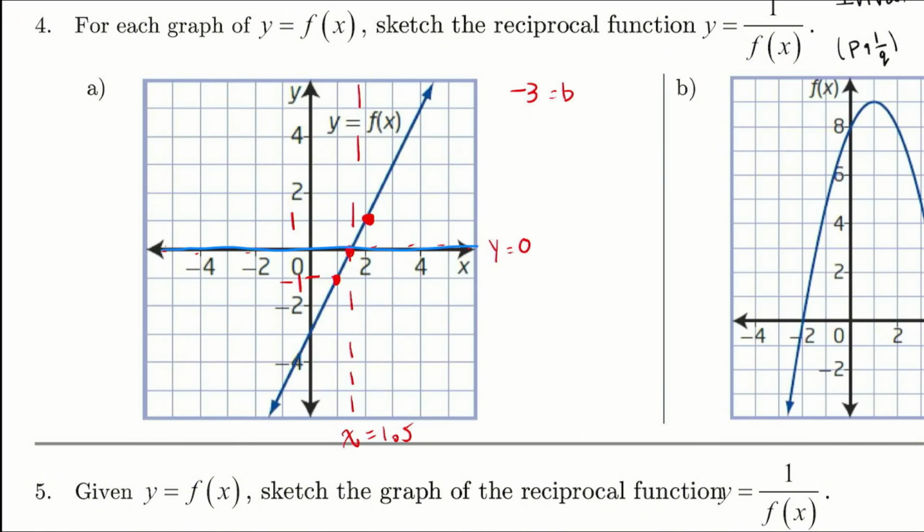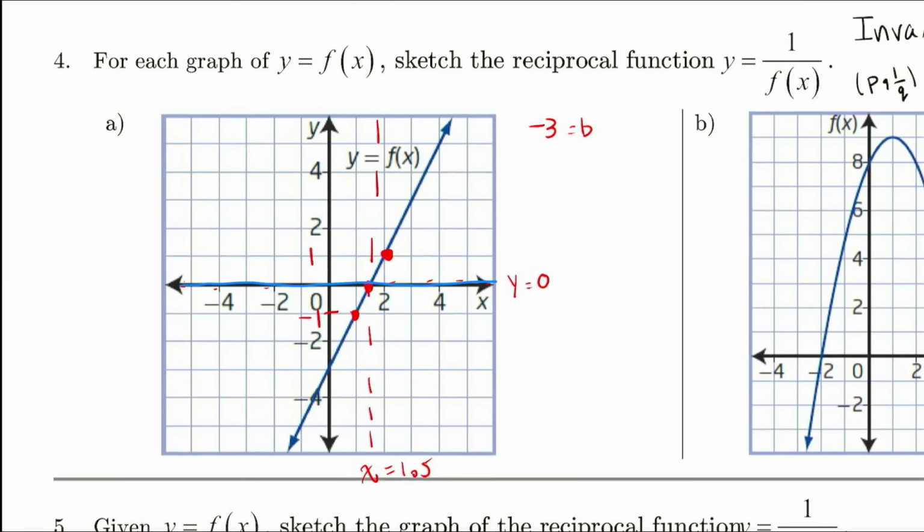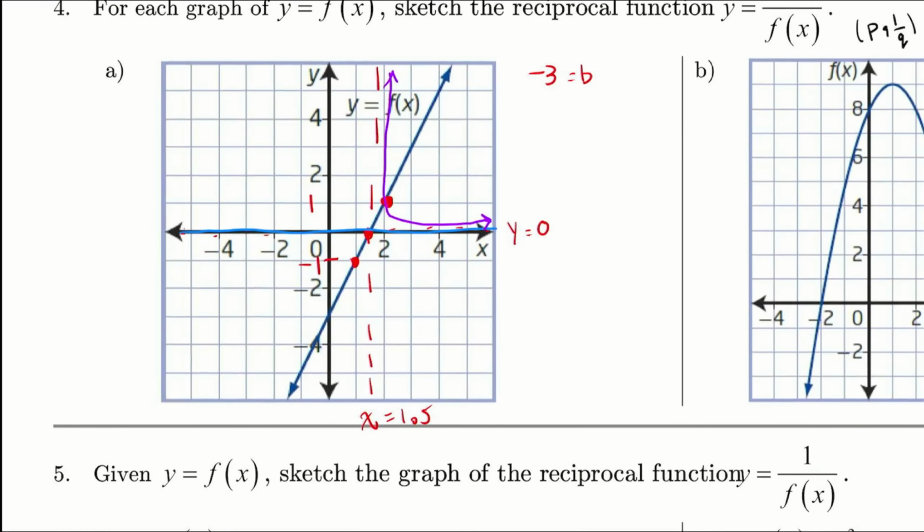Our new equation, or our new sketch of our 1 over f of x, is going to look something like this. Because it's going to try to go straight, but it's going to get curved by the horizontal and vertical asymptote. Same thing goes for here. And it'll look something like this.